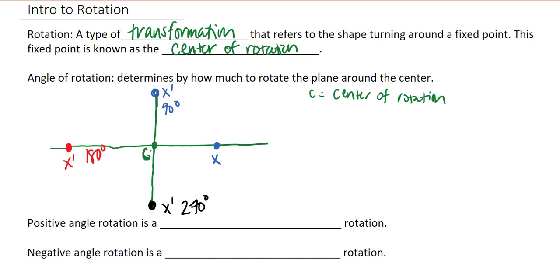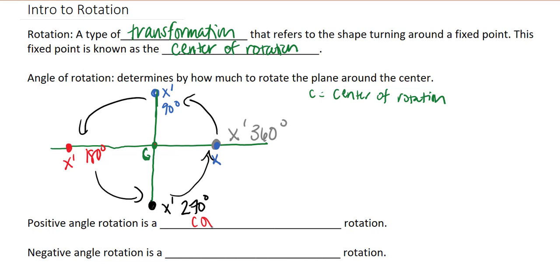If we rotate it around the center, we're just kind of going this way. And then if we rotated back to 360, we would end up right here again, and that would be x prime, and that would be 360 degrees. So notice how we went counterclockwise. If we're rotating 90 degrees, a positive angle rotation, that's going to be counterclockwise.